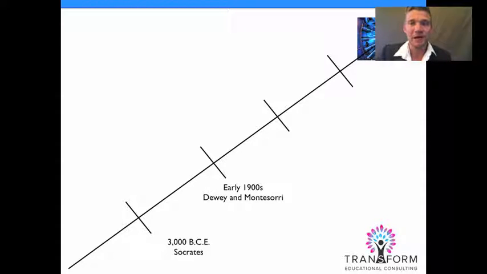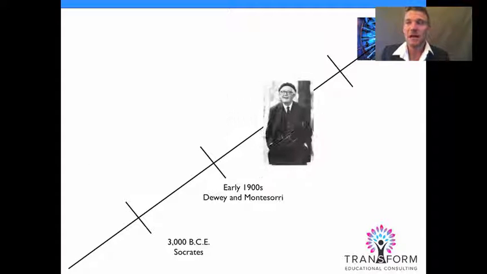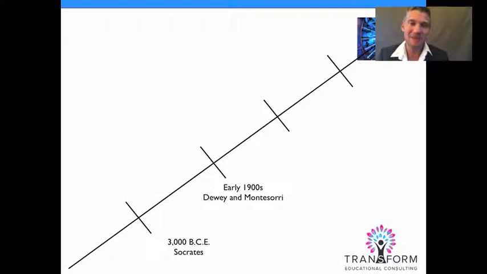So that's early 1900s with John Dewey and Montessori. Now, we also have Piaget, who comes a little later in the 20th century, and he's a German philosopher who also argues for this constructivist type of viewpoint for education and really students being engaged in the process of learning themselves. So that's the mid-1900s, Piaget.